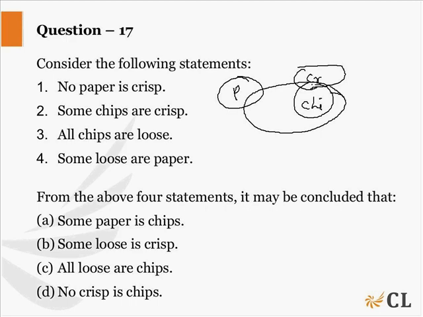See this. Some paper is chips. Some paper is chip, not valid. Some loose is crisps is definitely valid. All loose are chips, we cannot say. No crisps is chip is again wrong. Second answer. Dinesh, it is clear now?